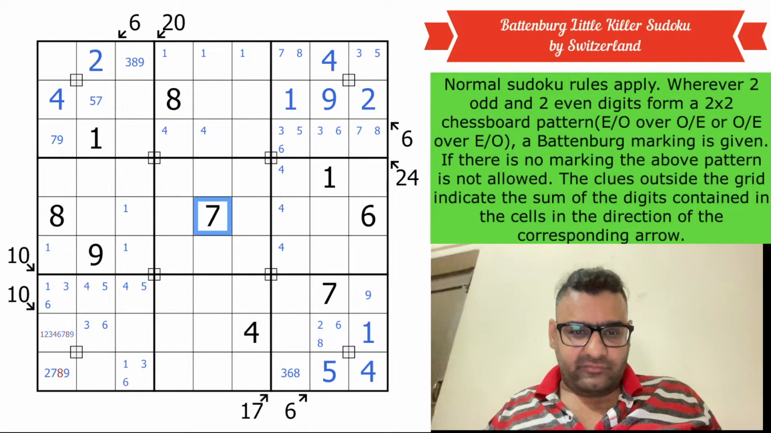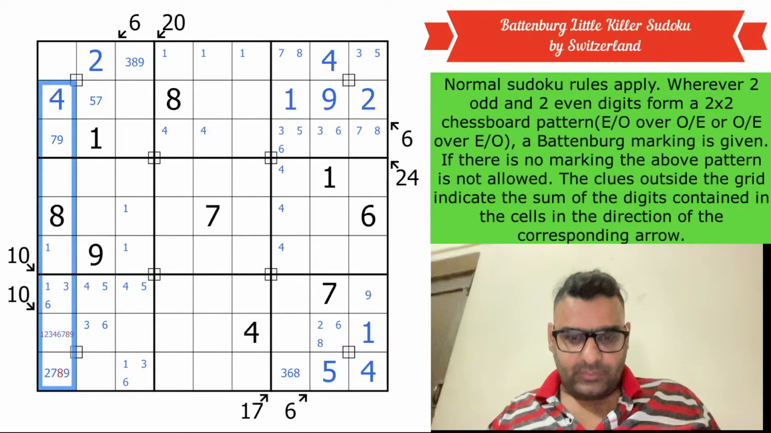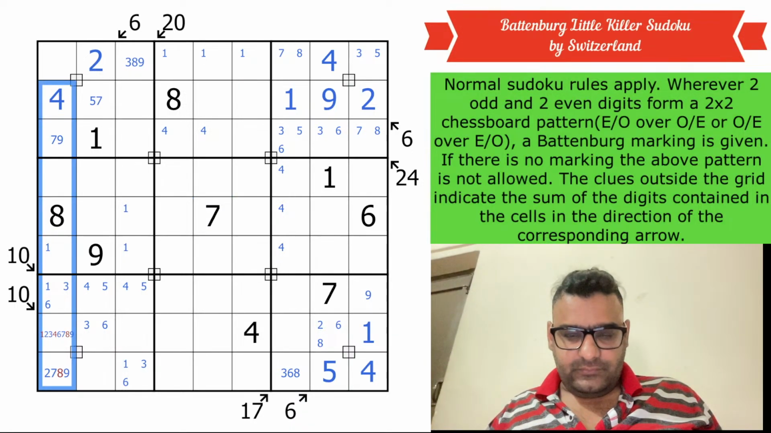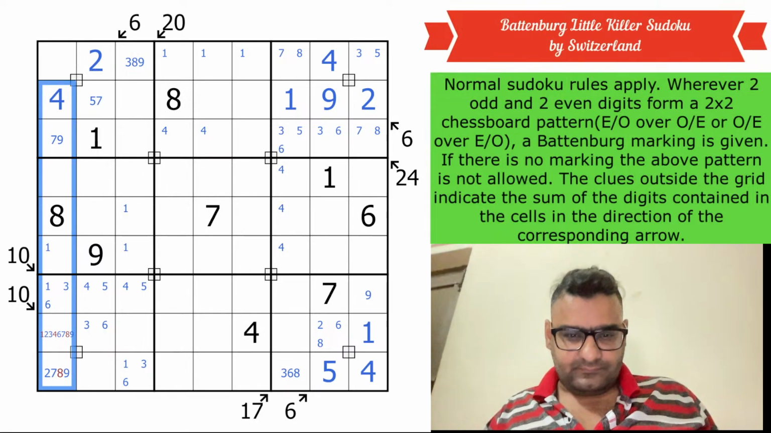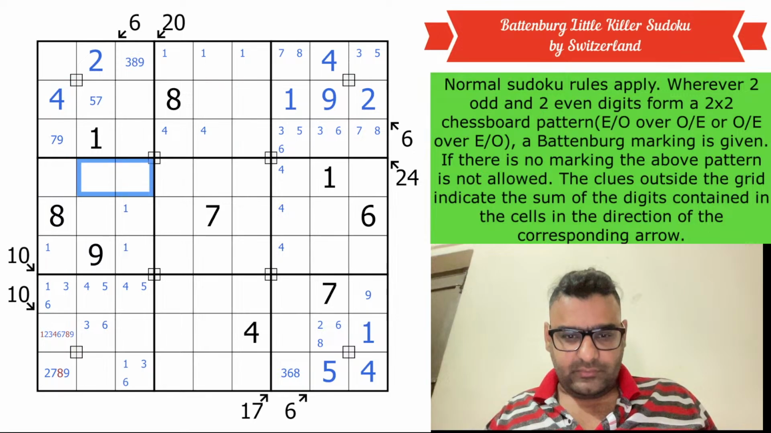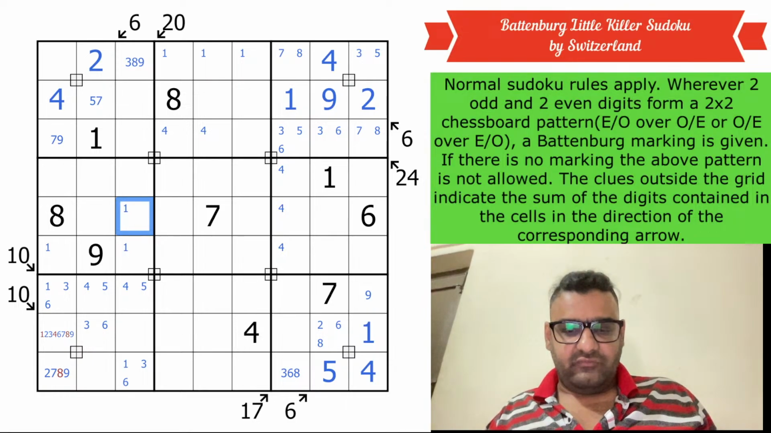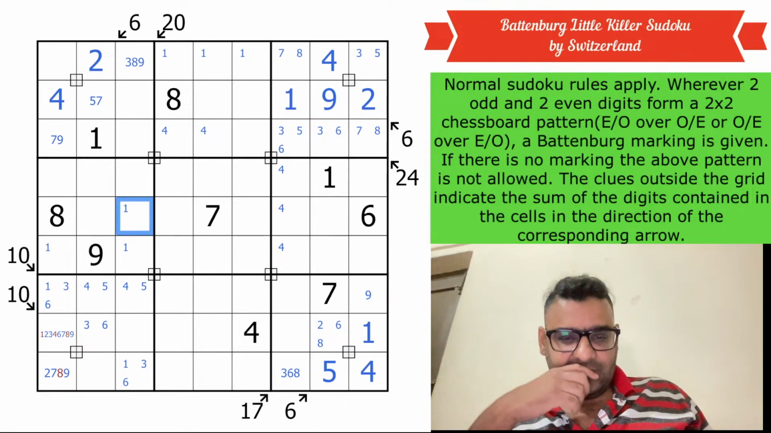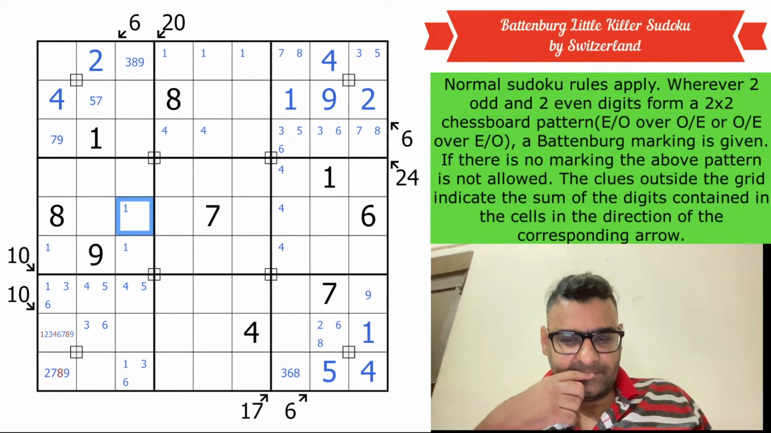Okay, we already have it for there, and we know 4 could be here. No, that could be in 5 spots. That is not a good sign.